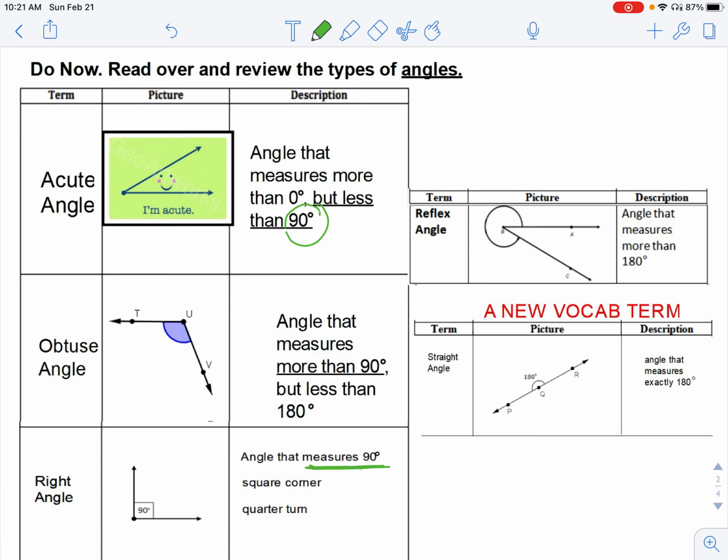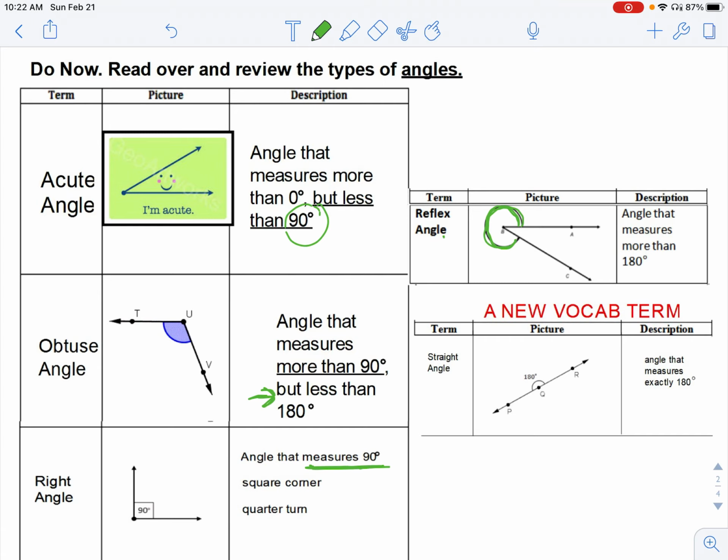Now, another term we maybe haven't heard as much is a reflex angle. And this is an angle that measures more than 180 degrees. So notice also this is different than obtuse, right? Obtuse was more than 90, but obtuse had to be less than 180. A reflex measures even more than 180 degrees, less than 360, because that would be a full turn.